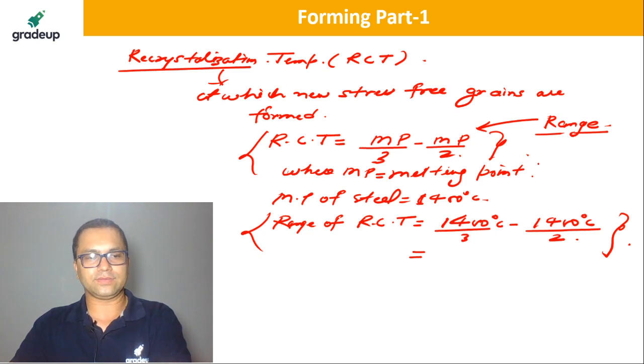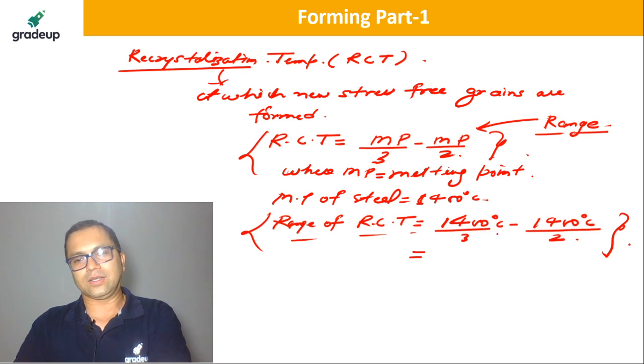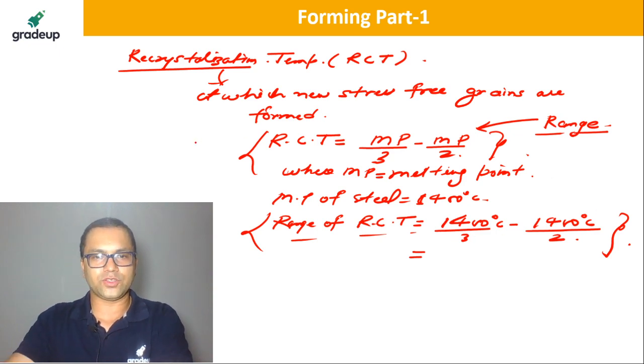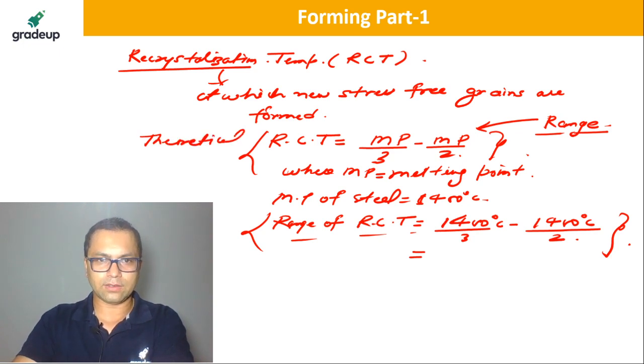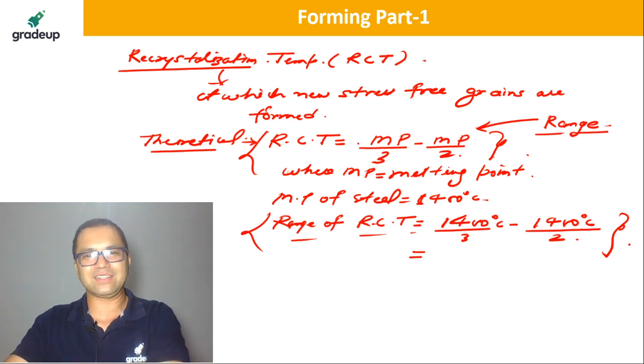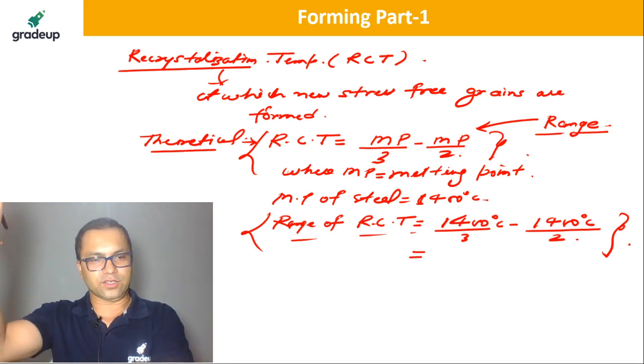Is it good? So you can calculate this, okay? So that's what it is. So range of RCT is nothing but 1400 degrees upon 3 minus. This is nothing but a theoretical range that is given to us, okay? This is nothing but the theoretical RCT that is given to us, okay? That is generally coming in this range, okay? Melting point upon 3 to melting point upon 2. Is it good?